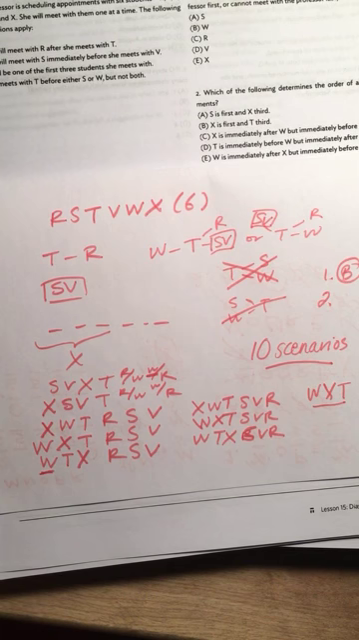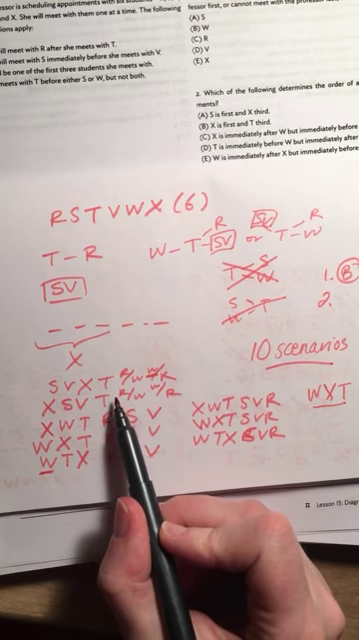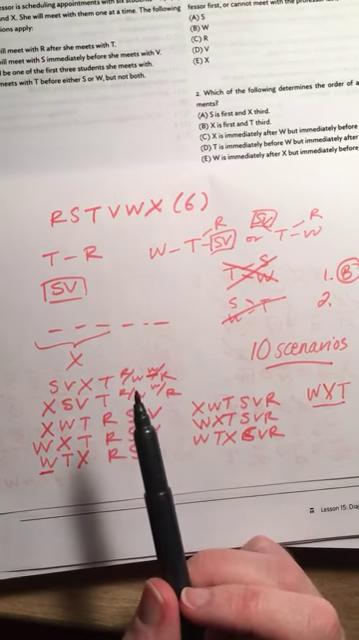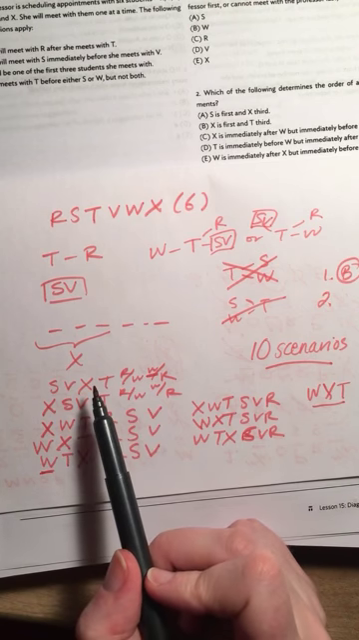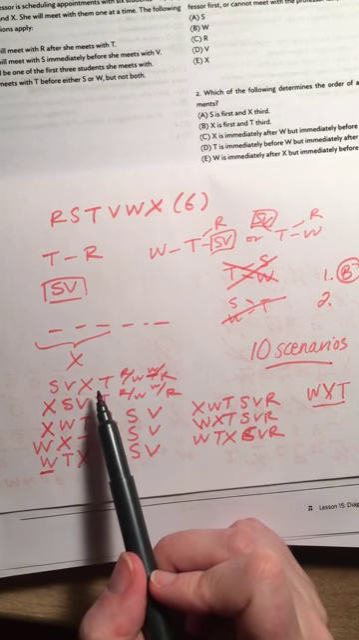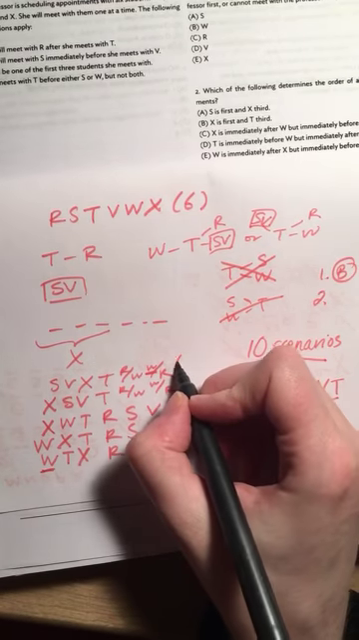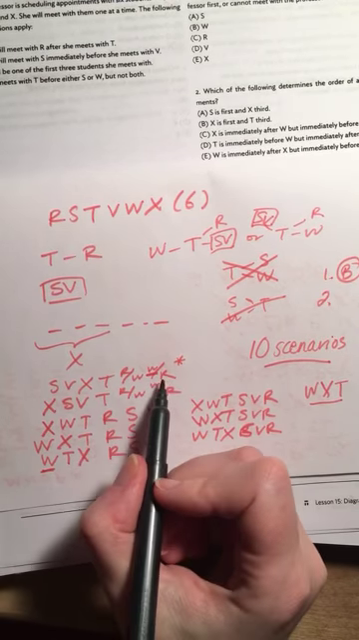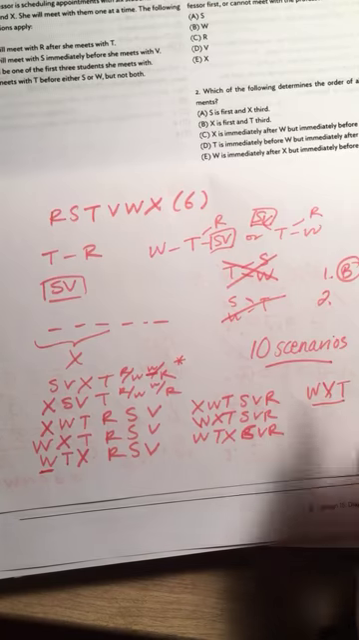T immediately before W. Okay, so that could happen in one of these 2. And immediately after X. Okay, yeah, so the only place that that's possible is this one right here, and we would have to have WR at the end. So D is the correct answer.